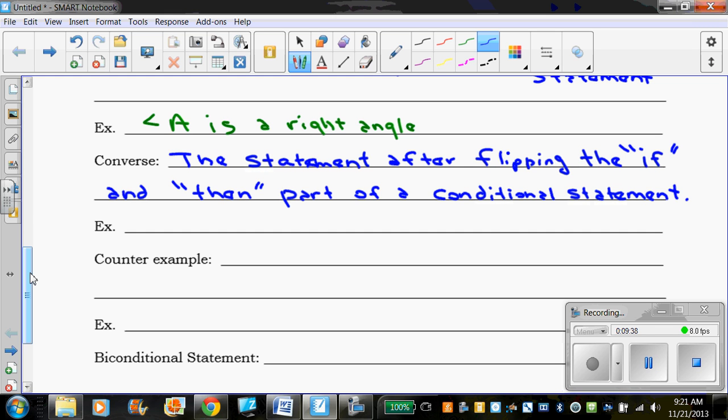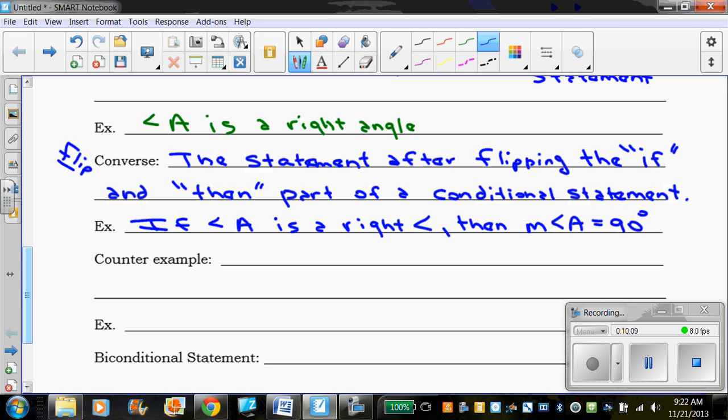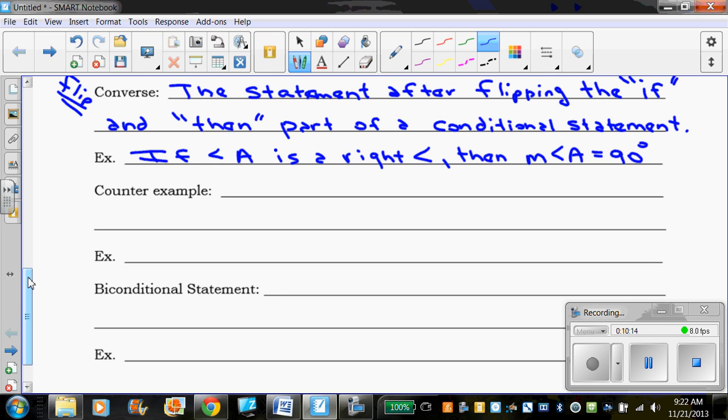So, using our above example, if we flipped the hypothesis and the conclusion around, so we literally flipped it, we would say instead, if angle A is a right angle, then the measure of angle A is equal to 90 degrees. Okay, so a converse is literally just a flip. So I'm going to write flip right here. It's the flip of the conditional statement, the if-then conditional statement.